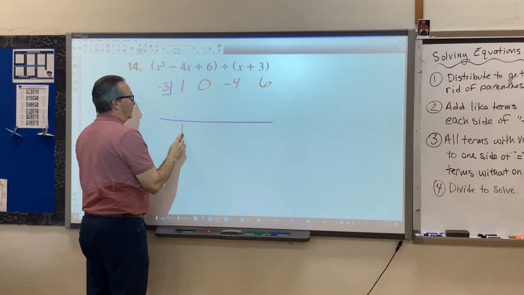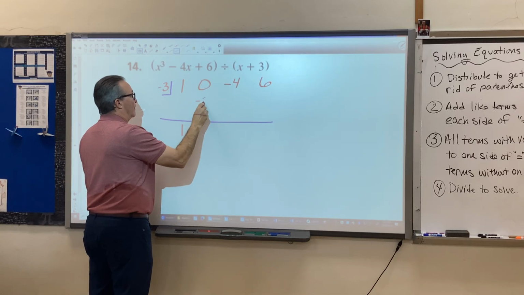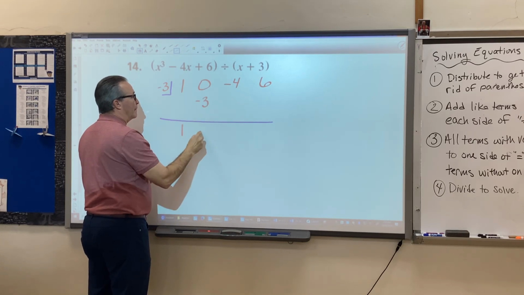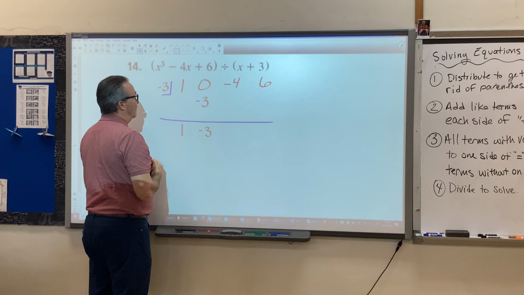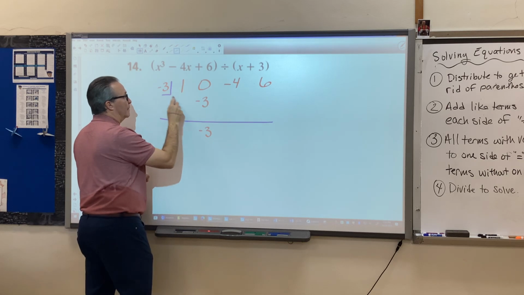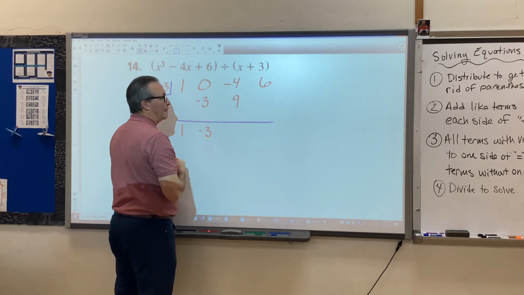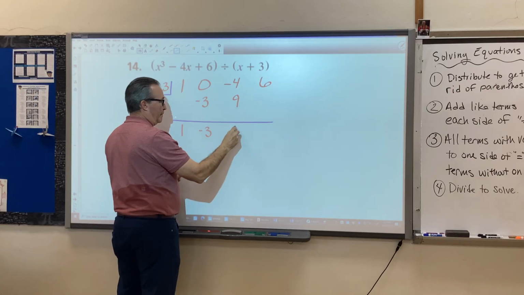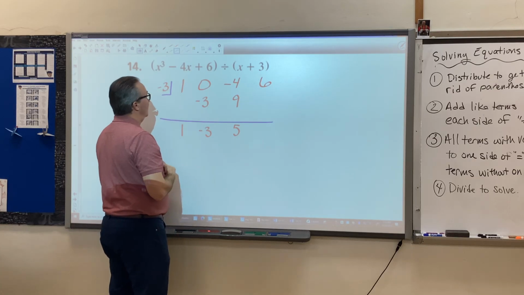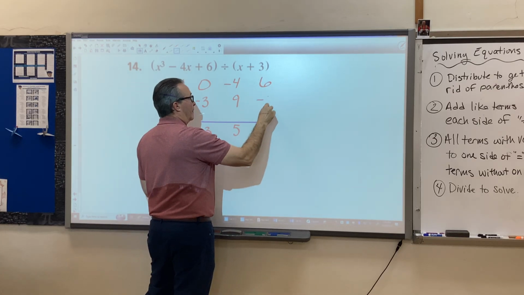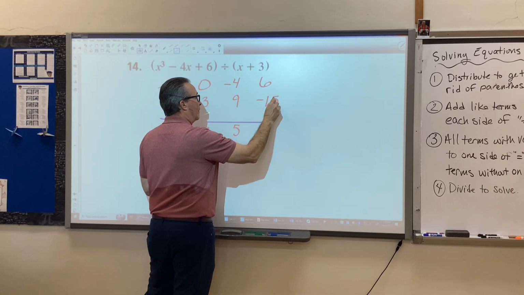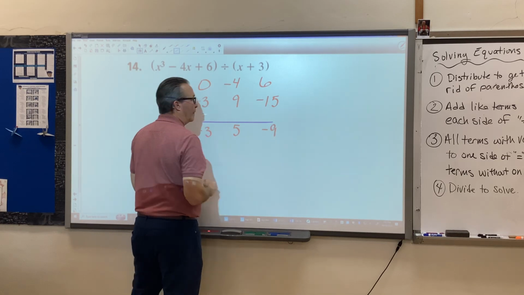And then it's 1 times -3 is -3. -3 goes down. And then -3 times -3 is 9. 5 goes down there. And then 5 times -3 is -15. That's -9 over x plus 3.